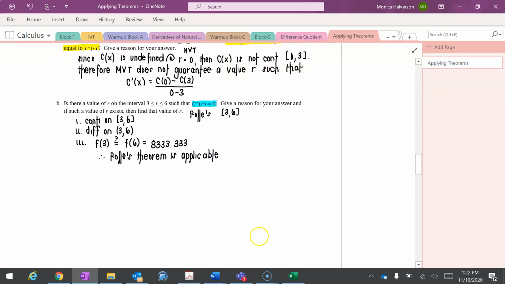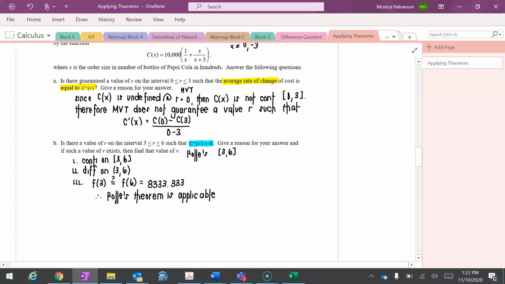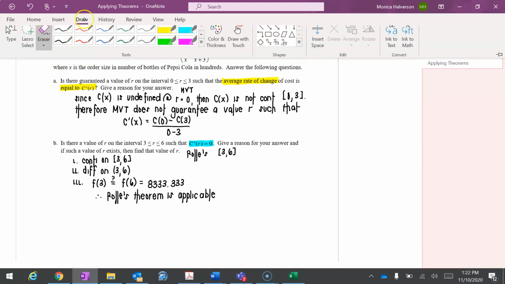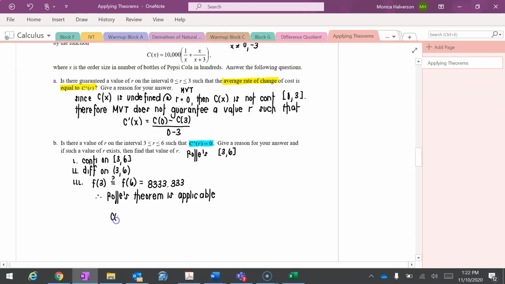Now that we know it's applicable, we have to find the first derivative and set it equal to 0. To find the first derivative, we are going to first get a common denominator in order to make this an easier problem to differentiate. To get a common denominator, we would get x plus 3 plus x squared, all over x times x plus 3. Go ahead now and find the first derivative.